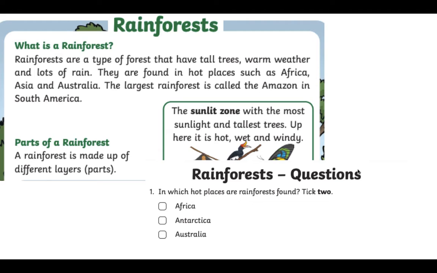So question number 1. In which hot places are rainforests found? So you need to write down 2. Okay, so I'd like you to pause your screens and have a go at answering that by yourself. So which hot places are rainforests found? Okay, fantastic. So the ones you should have chosen are Africa and Australia and written those down. Okay, guys, well done.